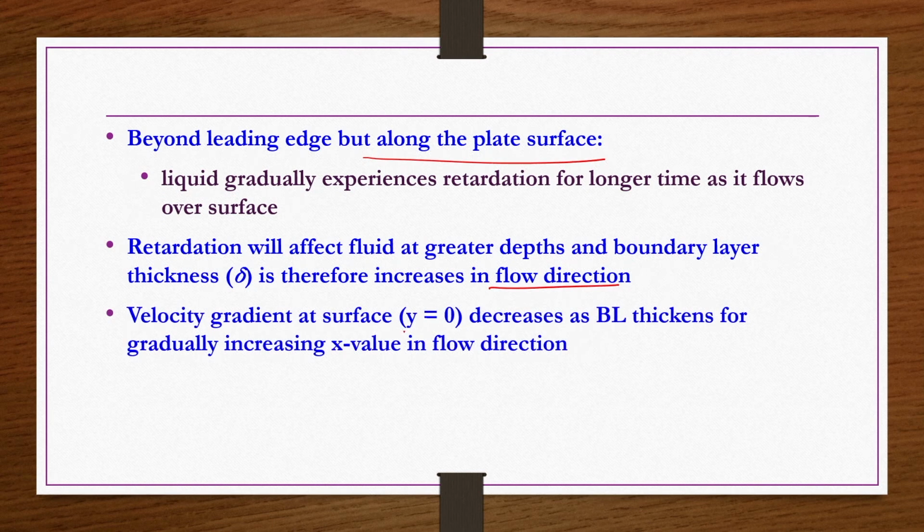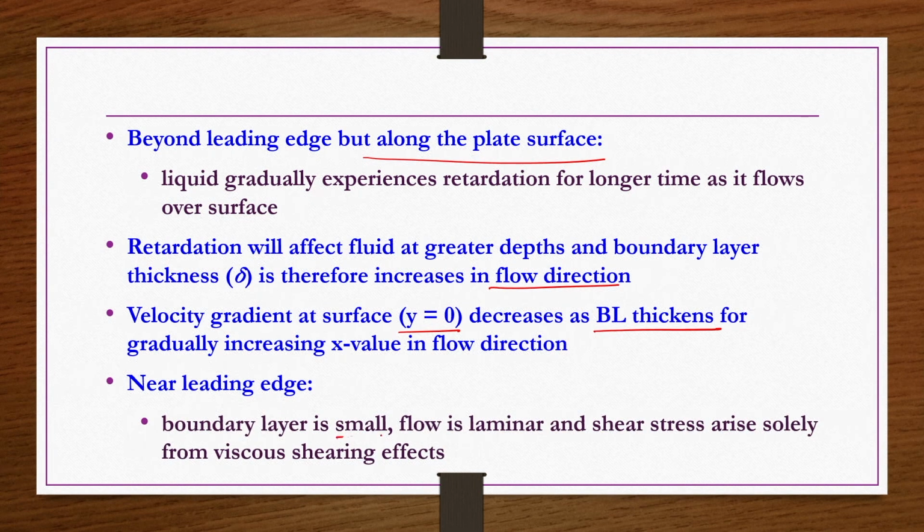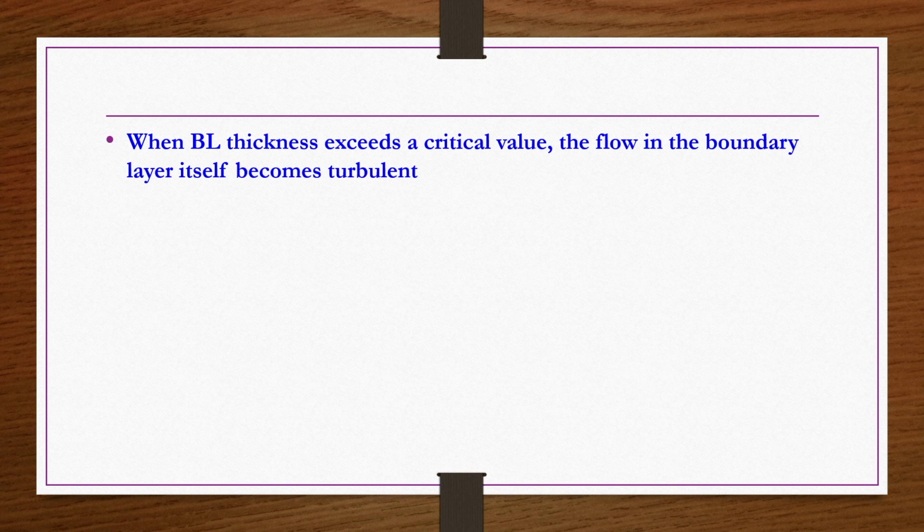So, the velocity gradient at the surface, y equals 0, decreases as the boundary layer thickens for gradually increasing x value in the flow direction. And near the leading edge, the boundary layer is small, flow is laminar, and shear stress arises only from the viscous shearing effect. However, when the boundary layer thickness exceeds a critical value at xc, the flow in the boundary layer itself becomes turbulent.